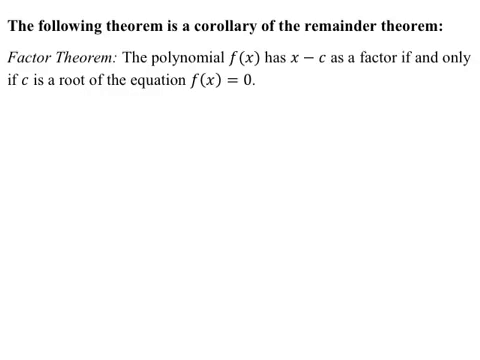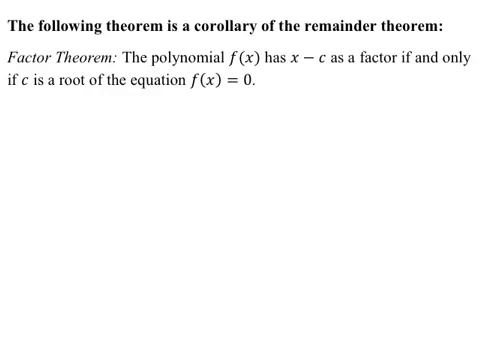So the following theorem is a corollary of the remainder theorem. It's called the factor theorem, and it says the following: the polynomial f of x has x minus c as a factor if and only if c is a root of the equation. And we've talked about this many times before.